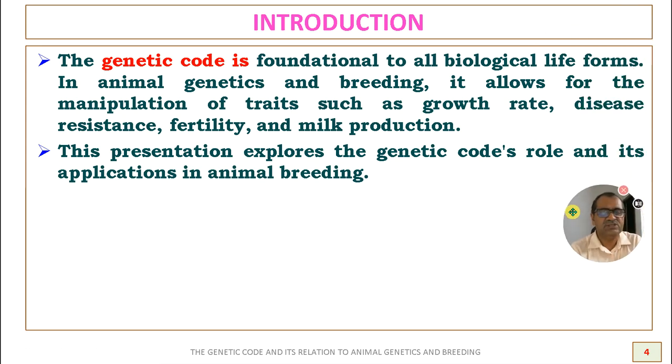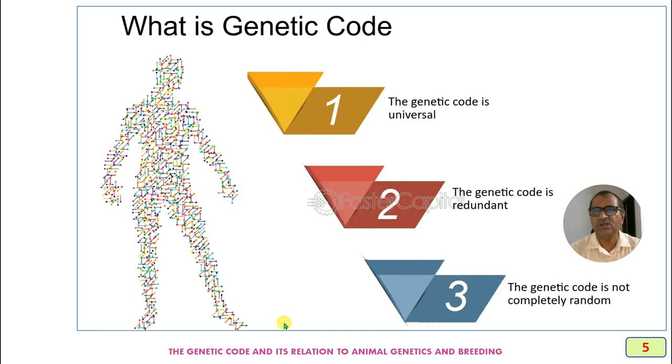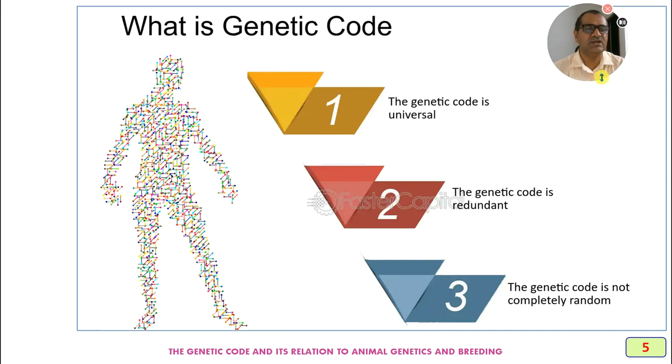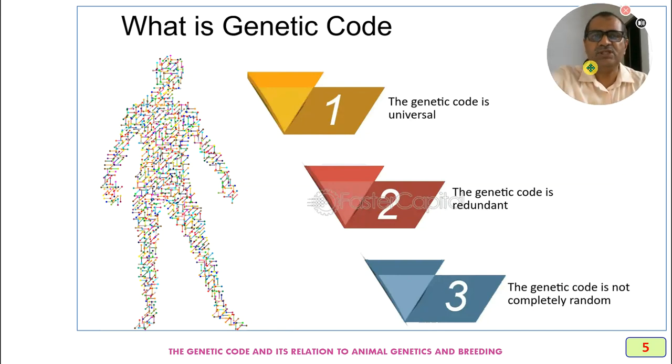As far as the introduction is concerned, the genetic code is foundational to all biological forms, and in animal genetics and breeding, it allows for the manipulation of traits such as growth rate, disease resistance, fertility, and milk production. This presentation explores genetic codes, their role and their application in animal genetics and breeding. And what is a genetic code? First of all, you should know what this genetic code is. This diagram properly depicts the genetic code.